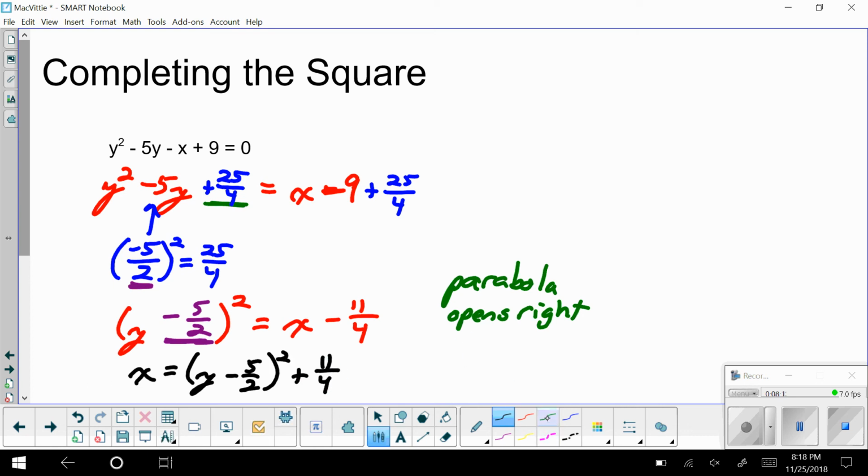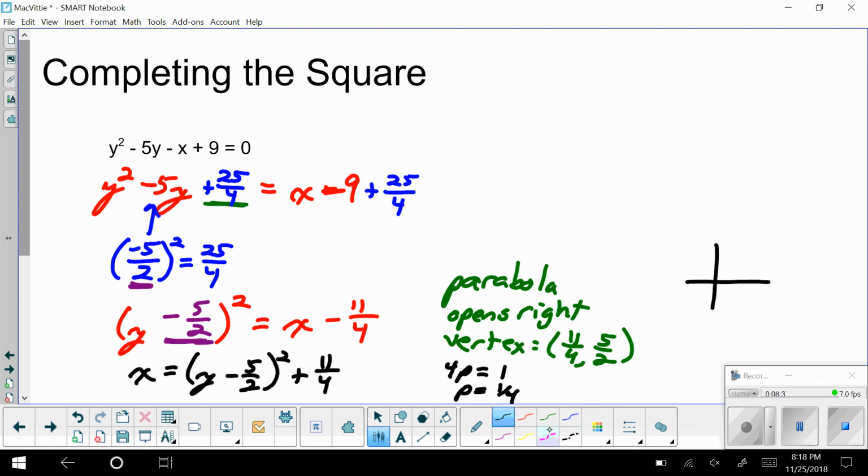My vertex is at 11/4, 5/2. And then for my p-value, 4p has to equal that value in front of the squared part, which is 1. So p is 1/4, which means if I do a quick sketch, if this is where my parabola is, my focus has to be here, my directrix is here.